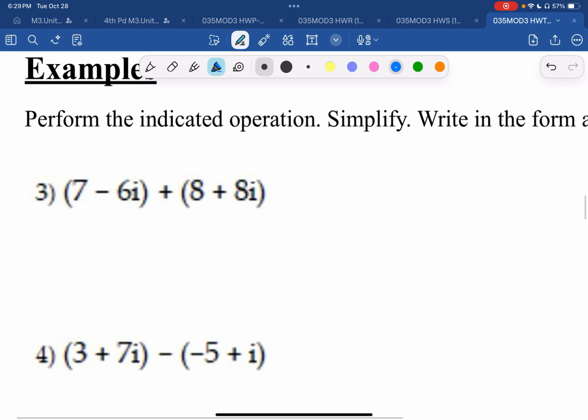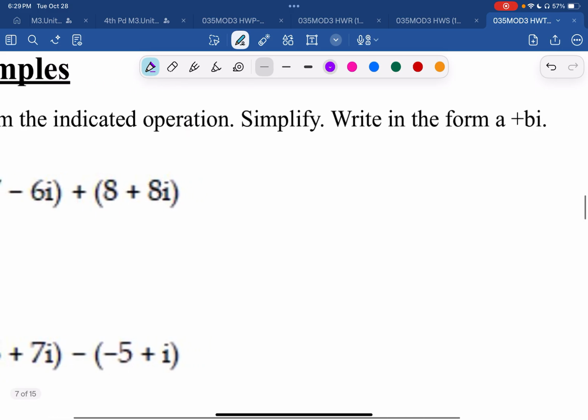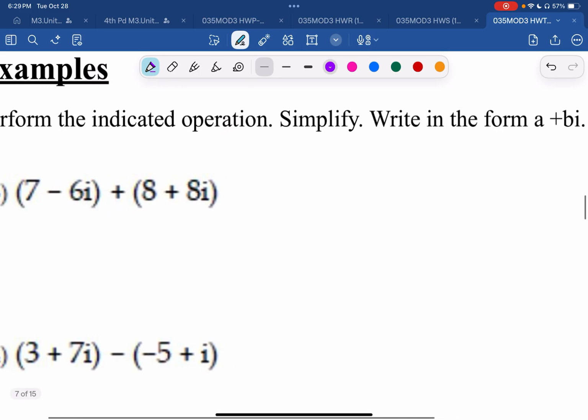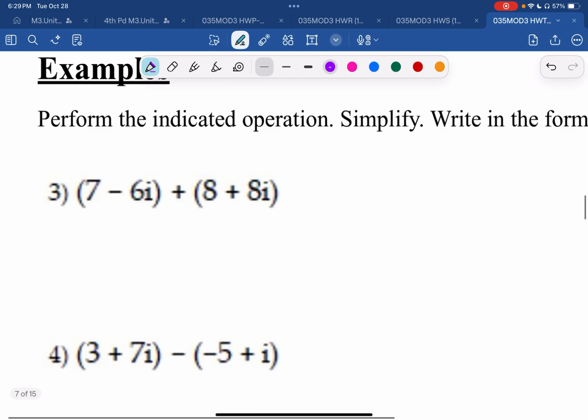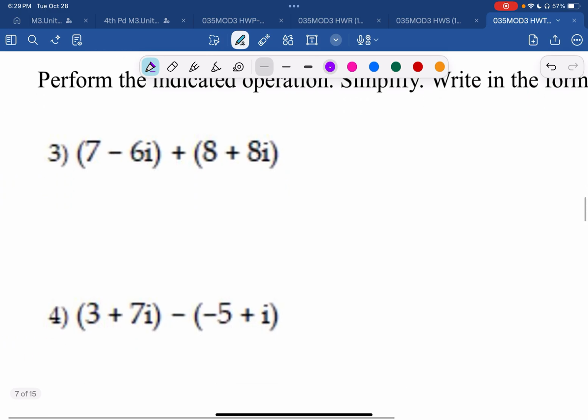So we want to start by performing the indicated operation. In this case, it's addition. And then we're going to simplify and write in the form a plus bi. So we've got 7 minus 6i plus 8 plus 8i.